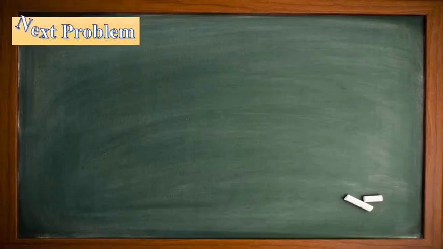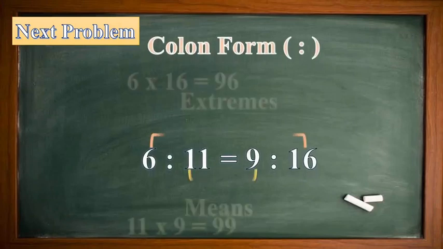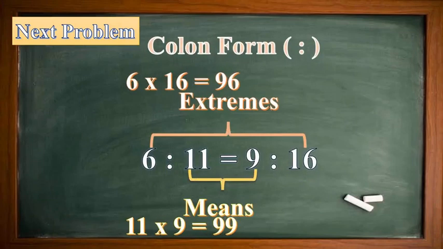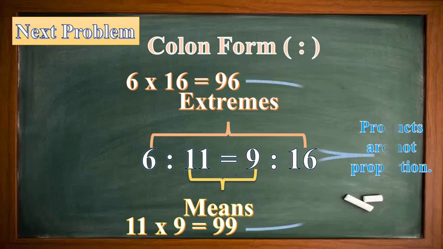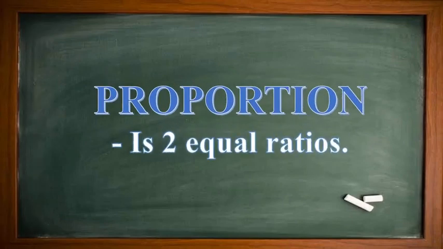Let's prove if really the two ratios are always proportion. Let us define and describe proportion by writing ratios in two ways. Let's try in column form. Again, we will multiply the extremes and the means. Are they proportion? No. Why? Because proportion is two equal ratios. Very good.